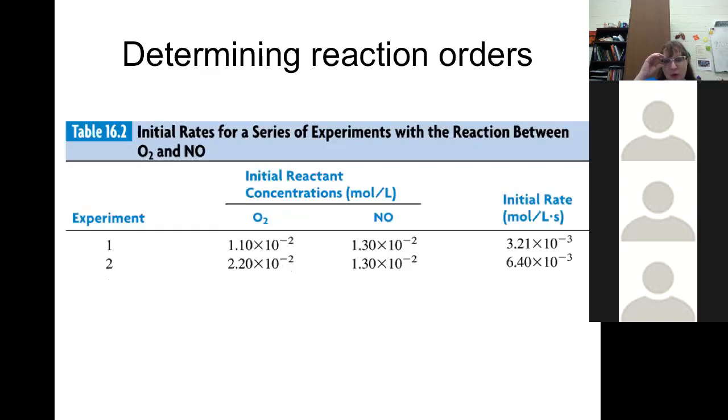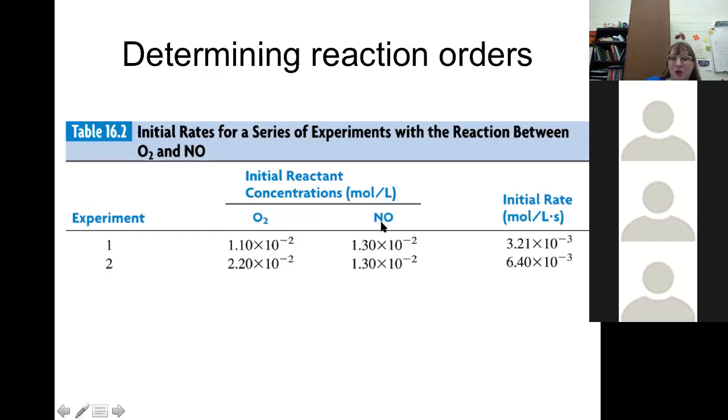So let's say we have a reaction between oxygen and nitrogen monoxide. And I'm going to move this down so I can see the rates. Okay. So we do two experiments. In the first experiment, I have 1.1 times 10 to the minus 2 molar oxygen and 1.3 times 10 to the minus 2 molar nitrogen monoxide.